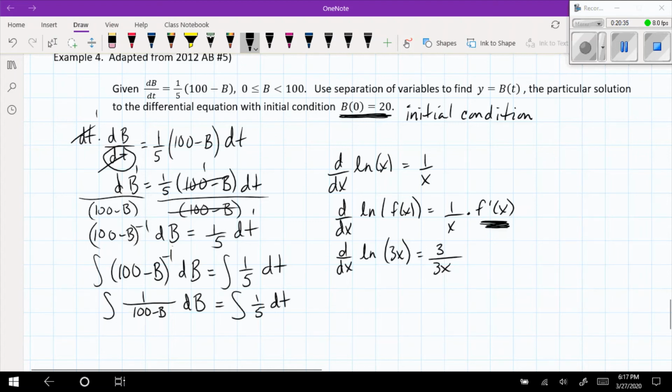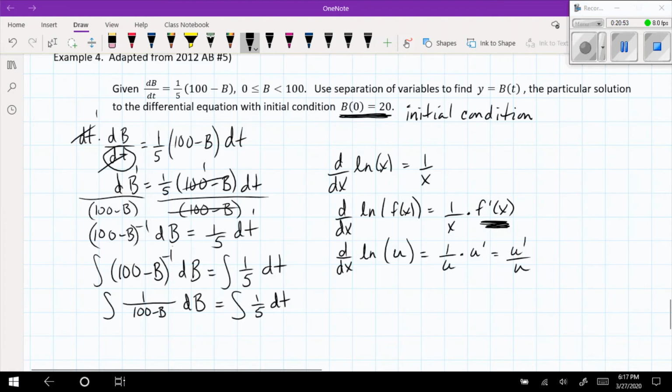That being said, some of you have seen this before as, I'm going to erase this example, the derivative with respect to x of the natural log of u, and that's 1/u times u prime. Some people call this u prime over u.